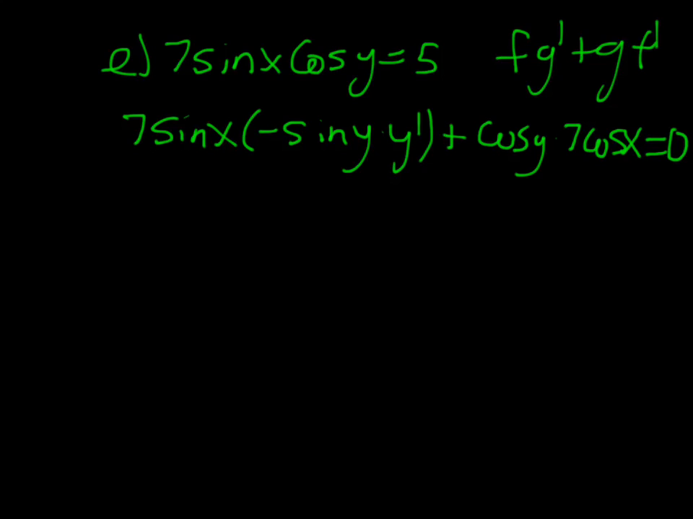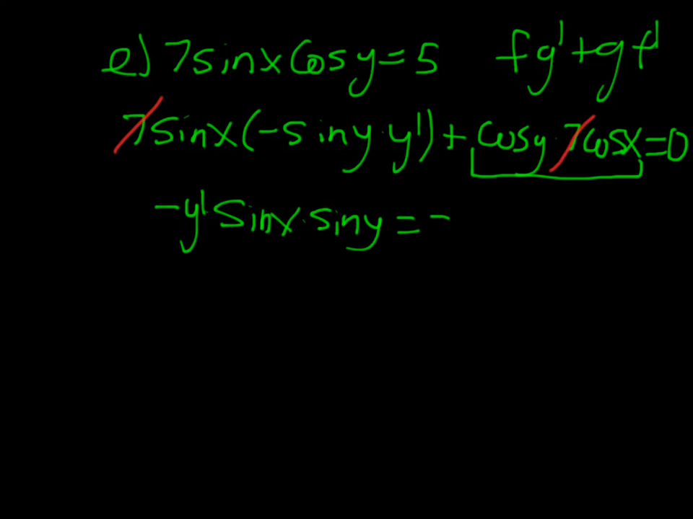Alright, so now let's see if we can do some cancellation here. I can immediately get rid of my 7's, because you can just divide through by 7. That makes life a little bit simpler. And now whatever doesn't have a y prime goes to the right hand side. So I'm going to take this term to the right hand side, and I'm going to rearrange this a little bit to make it neater. So negative y prime sine x times sine of y is equal to negative cos of x cos of y.